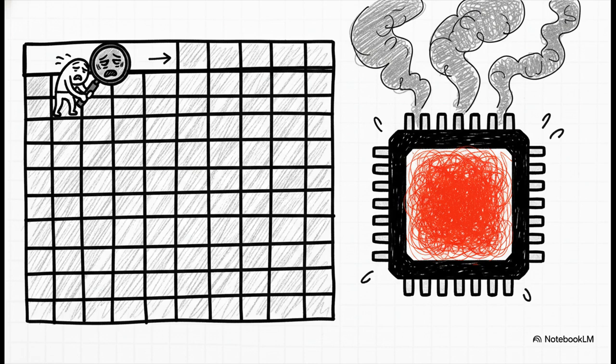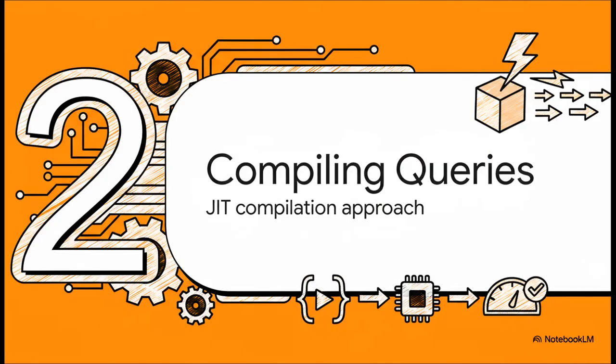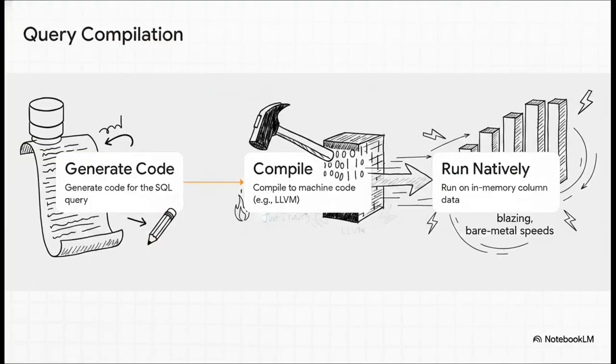So how do database engineers solve this CPU bottleneck? Well, we need fundamentally faster ways for the execution engine to run the query. Section 2, compiling analytics queries. Let's look at the first major optimization technique.